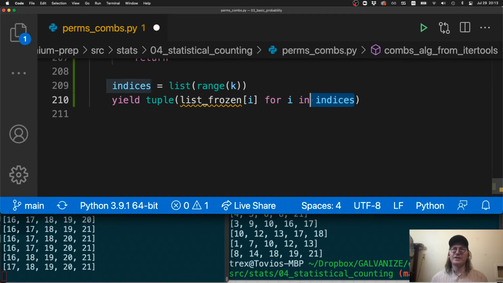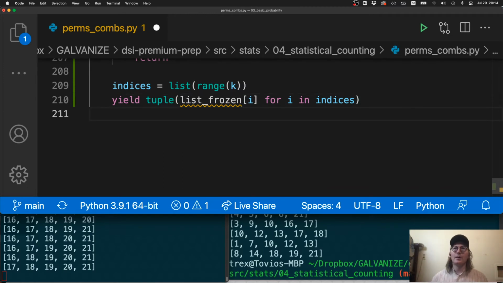So if you think about what that's doing, this is going to be 0, 1, 2, 3, 4, 5 if k is 6, right? So this would just be the first 6 items if k is 6, or the first 2 items if k is 2, right? And we're just getting that one out first. So we're just getting that first combination.